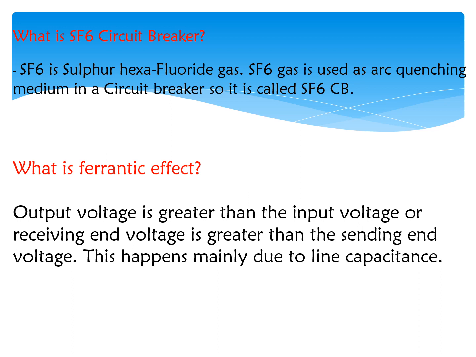What is SF6 circuit breaker? SF6 is sulfur hexafluoride gas. SF6 is used as an arcing medium, arc quenching medium in a circuit breaker, so it is called SF6 circuit breaker. What is Faraday effect? When output voltage is greater than the input voltage, or in transmission line the receiving end voltage is greater than the sending end voltage, this is called the Faraday effect. This typically happens due to line capacitance.